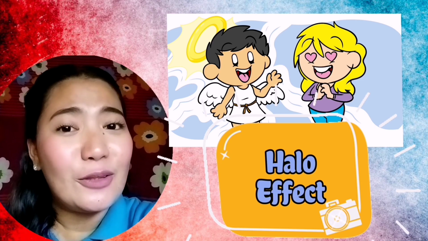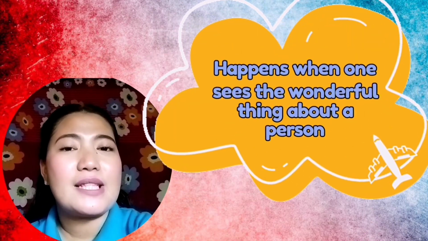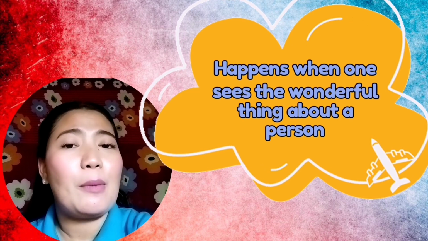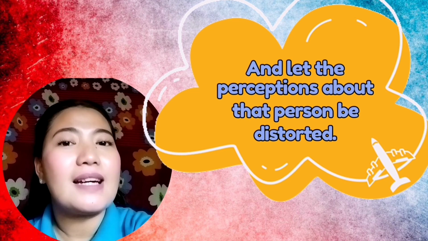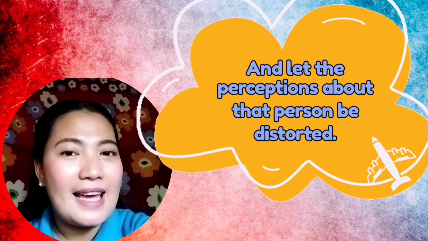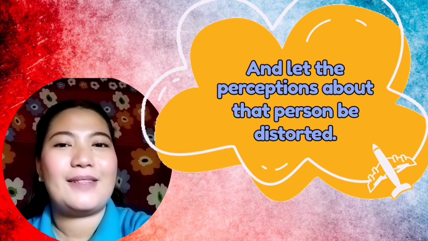And now, the last common type of bias is the halo effect. So what is a halo effect? Halo effect happens when one sees the wonderful thing about a person and lets the perception about that person be distorted. That is a halo effect.